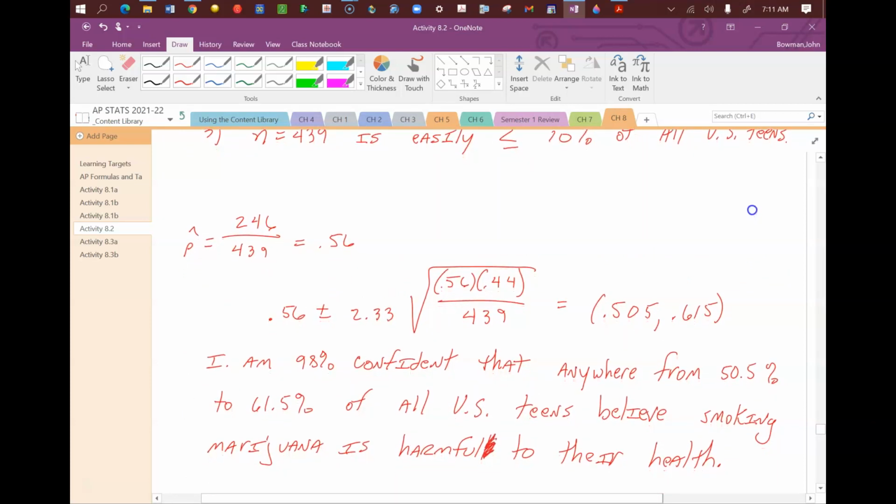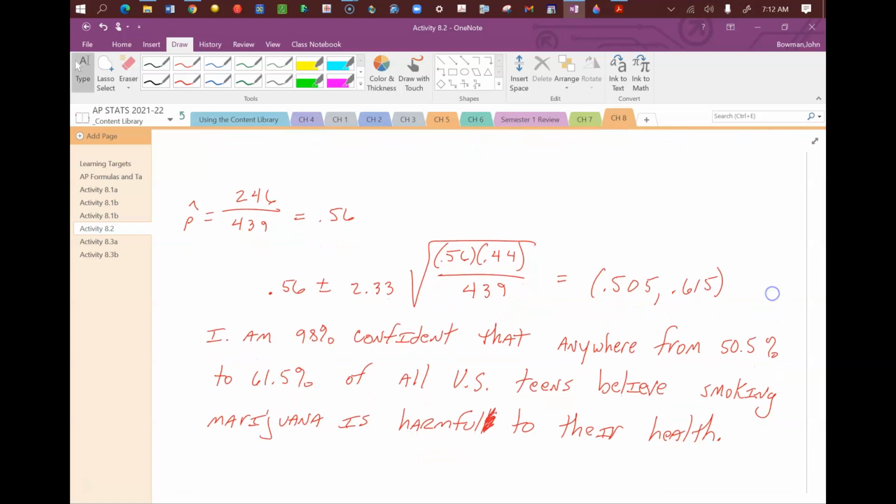Our sample proportion plus or minus our critical value times our standard error gives us a confidence interval that goes from 0.505 to 0.615, and then we end with an interpretation of that. I am 98% confident that anywhere from 50.5% to 61.5% of all U.S. teens believe smoking marijuana is harmful to their health.